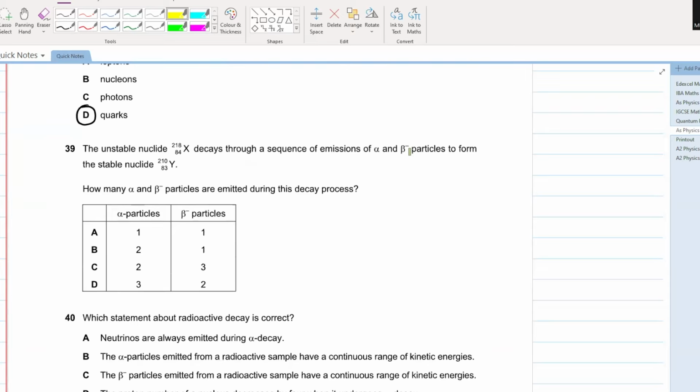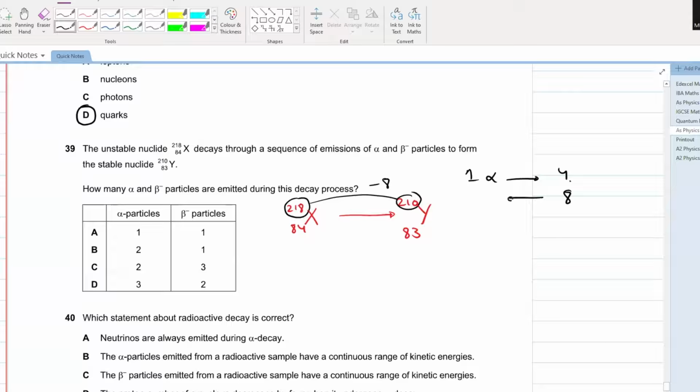Perfect. So let's say you have initially a nucleus, let's say this is your nucleus 21884, and you want to go to this nucleus, that is Y83210. Can you realize that the nucleon number or the mass number is decreasing by how much? It is decreasing by 8. That means how many alpha particles are emitted? One alpha particle can decrease the mass number by 4. If you want to decrease the mass number by 8, two alpha particles will be emitted. So either B or C will be your option. A and D get cancelled out.